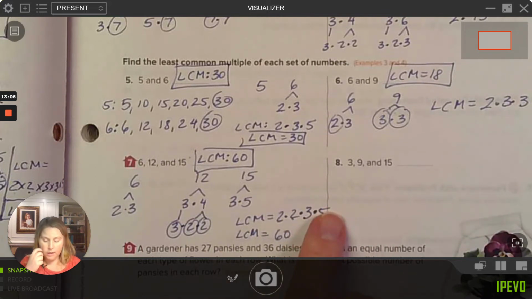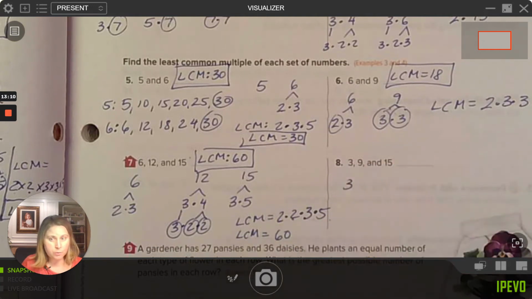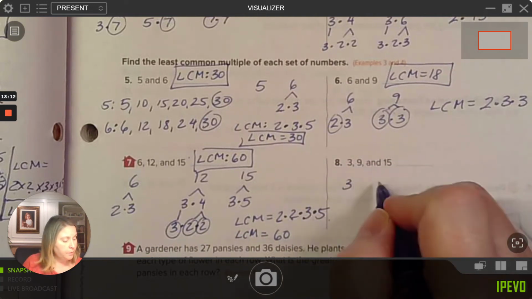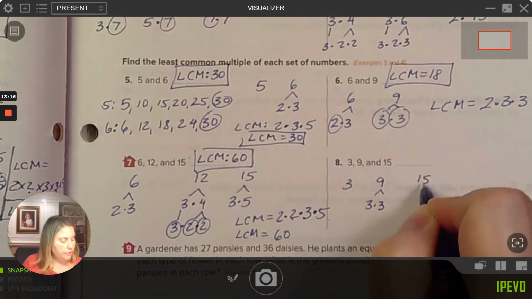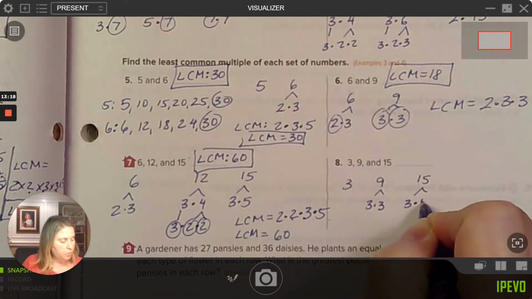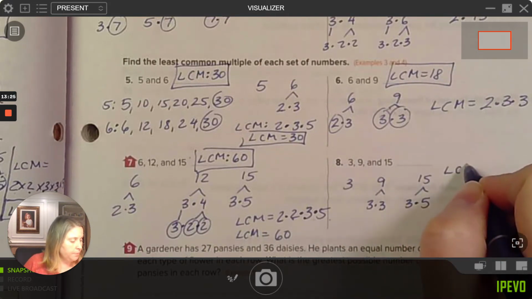We have 3 and 9 and 15. Okay, so 3 is prime, so we don't need to make a factor tree for that. 9 can be broken down into 3 times 3, and 15 can be broken down into 3 times 5. And so we're looking for factors that occur in at least one of the numbers, LCM.